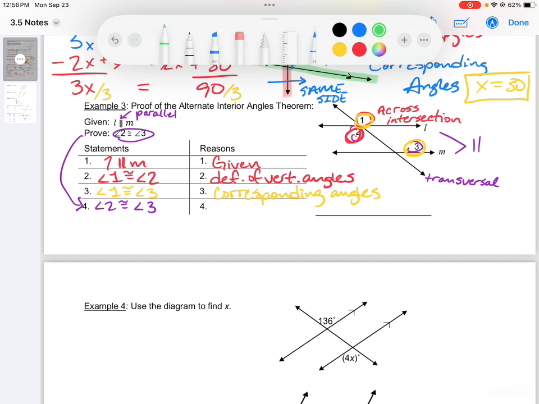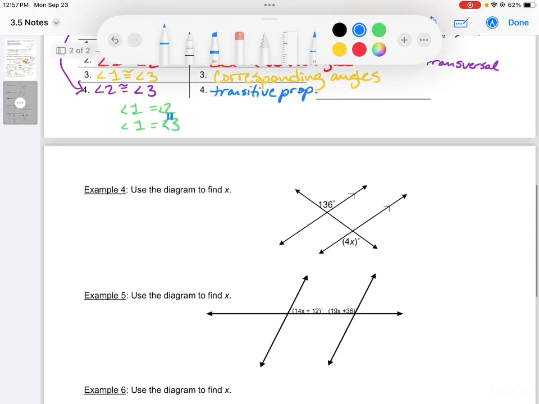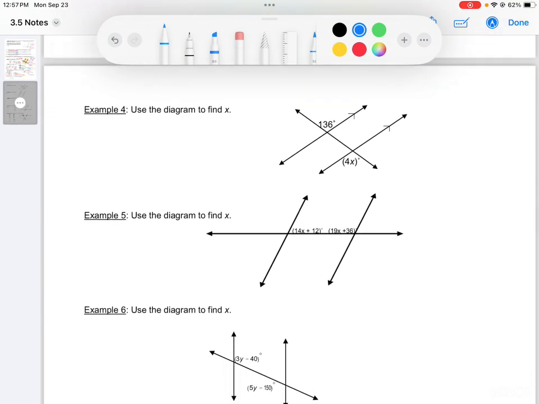And lastly, since 1 equals 2 and 1 equals 3, that means 2 and 3 equal each other. That is what we call the transitive property of congruence. Because they both equal the same thing, they must equal each other. Transitive property. All right, still moving.